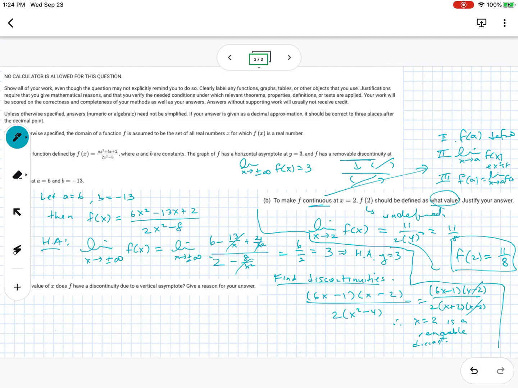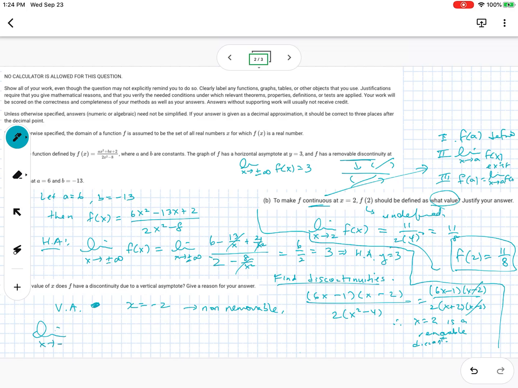Okay? Now, what I wrote here is probably not sufficient, but hopefully as you're following with the words that I'm saying, it makes sense to you. Okay? Thirdly, at what value of x does f have a discontinuity due to a vertical asymptote? Give a reason for your answer. So just taking it back to our function here, we know that our vertical asymptote is x equals -2, and we know that that's the case because it's a non-removable discontinuity.